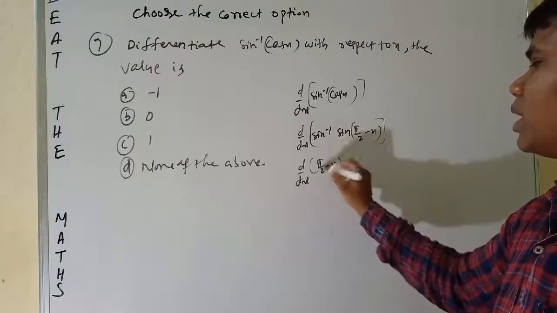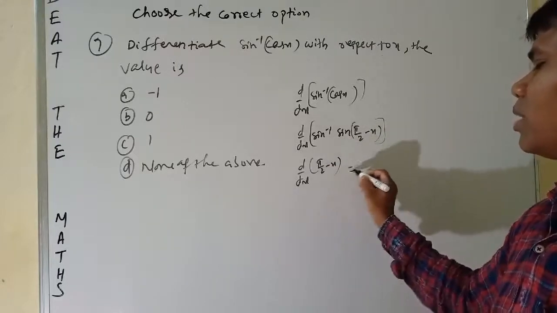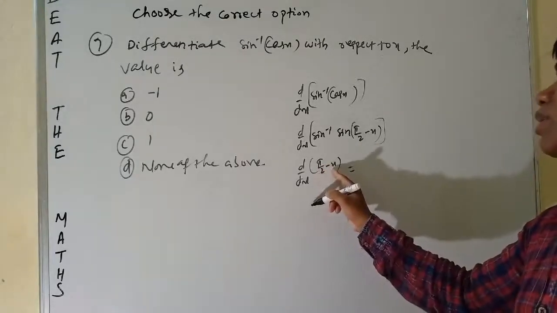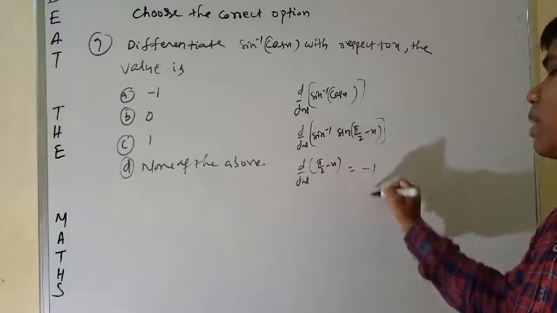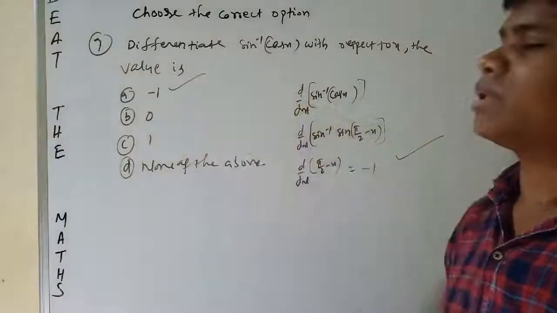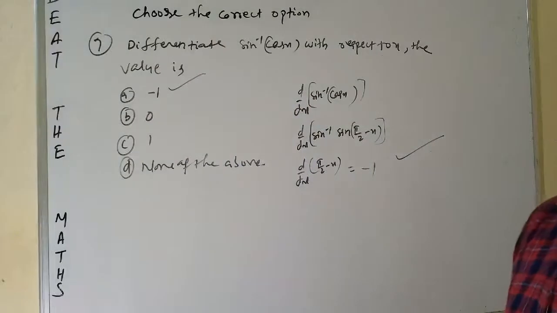Okay, that is dy dx of, this is pi by 2 minus x. Sin inverse sin will cancel out. You see, pi by 2 is a constant, so its derivative is equal to 0. Derivative of minus x, that is -1. Okay, so the correct option is -1. A is the correct option. Pause the video, note it down.